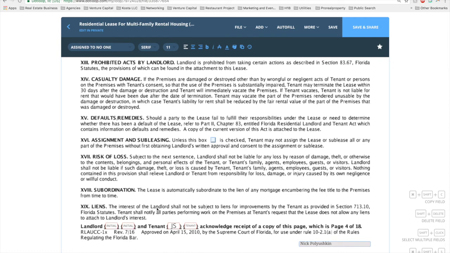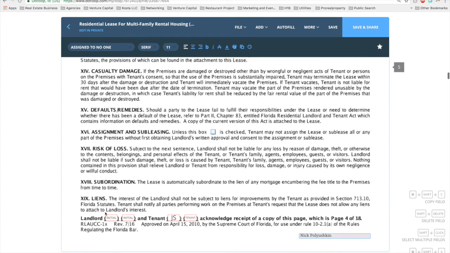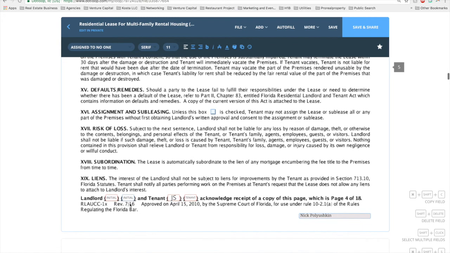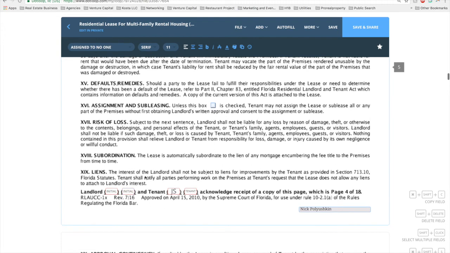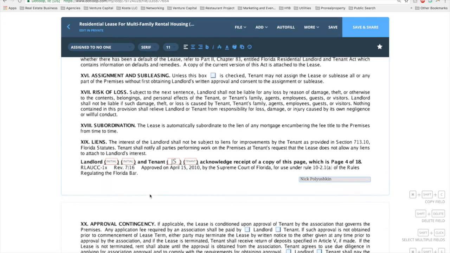The interest of the lender shall not be subject to liens for improvements by the tenants as provided in section 713.10 Florida statutes. Tenant shall notify all parties performing work on the premises at tenant's request that the lease doesn't allow any liens to attach to landlord interest. So this part about liens, just need to know what the liens are and what does it mean in case your client or tenant will ask you what this part means. So please read it carefully.